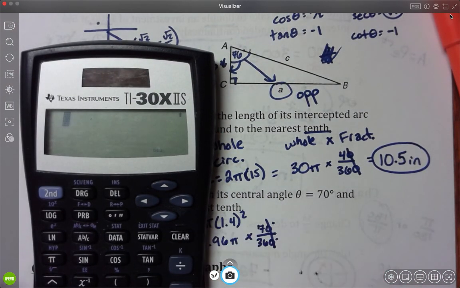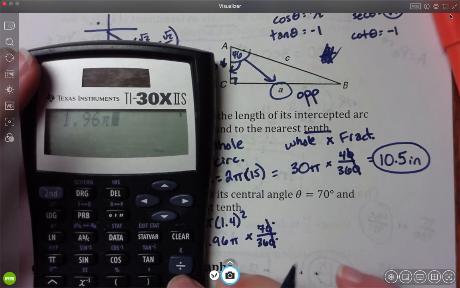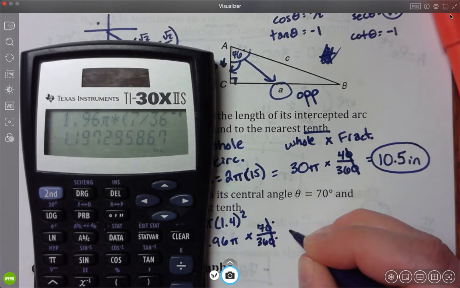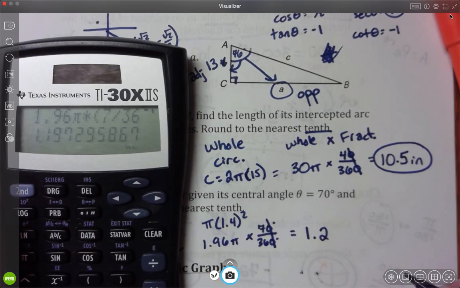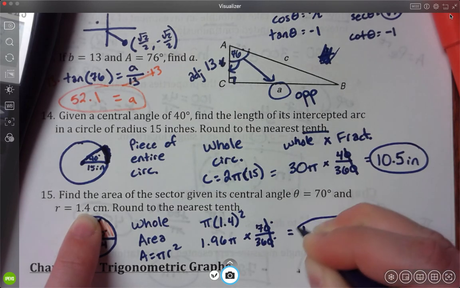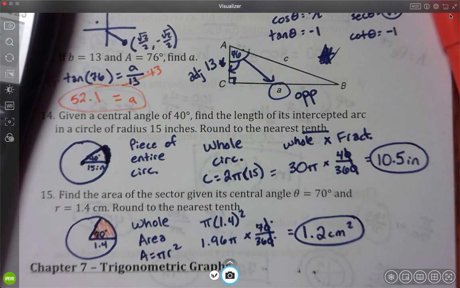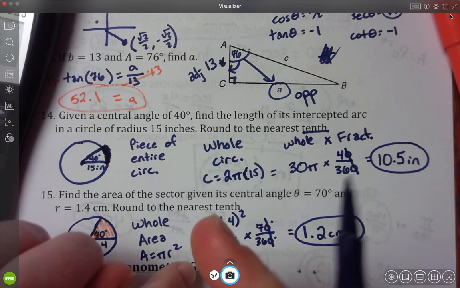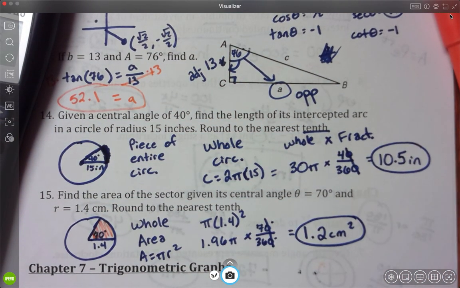So 1.96 pi times 7 divided by 36. That gives me 1.2. Rounding to the nearest tenth, 1 decimal place, 1.2, and it's in centimeters squared since it's area. It's kind of the same procedure as what we did up here, except instead of doing circumference, we're doing area, and we're taking the entire area times the fraction, the whole times the fraction. That will give us each one of those.